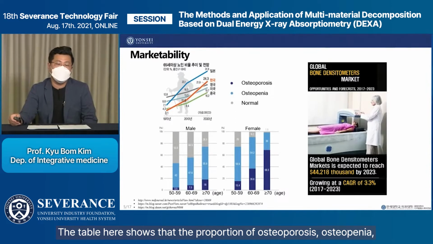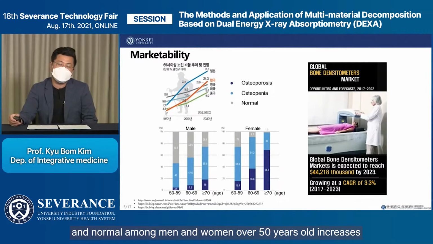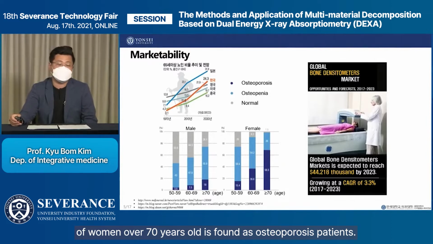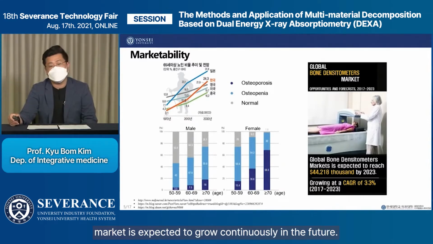The table here shows that the proportion of osteoporosis, osteopenia, and normal among men and women over 50 years old increases overall twice as many as age increases, and about 68.5% of women over 70 years old are found to be osteoporosis patients. Based on this, the bone density measuring device market is expected to grow continuously in the future.